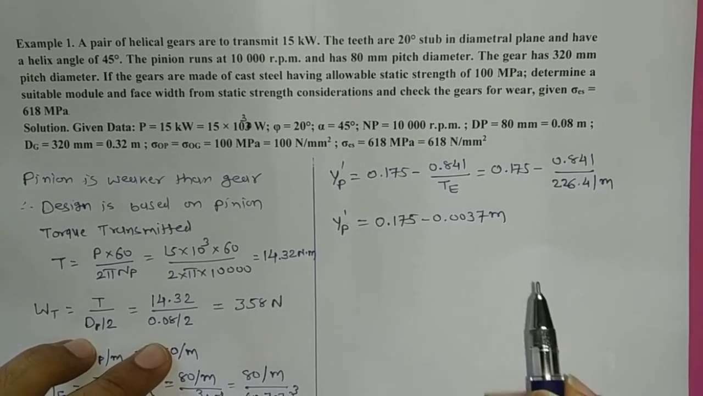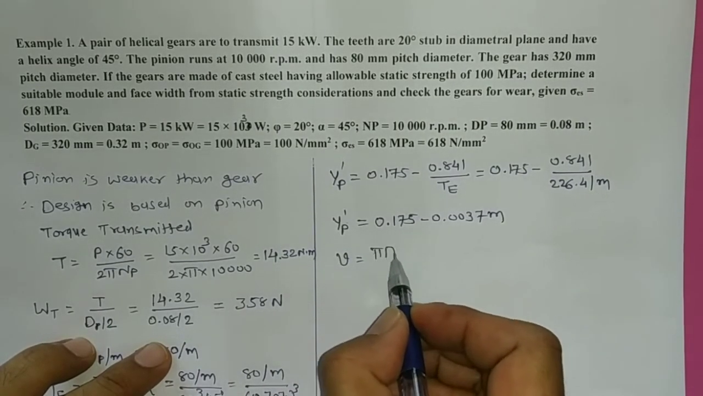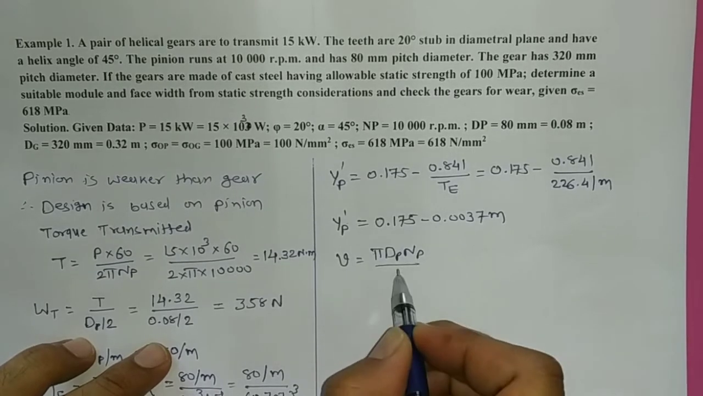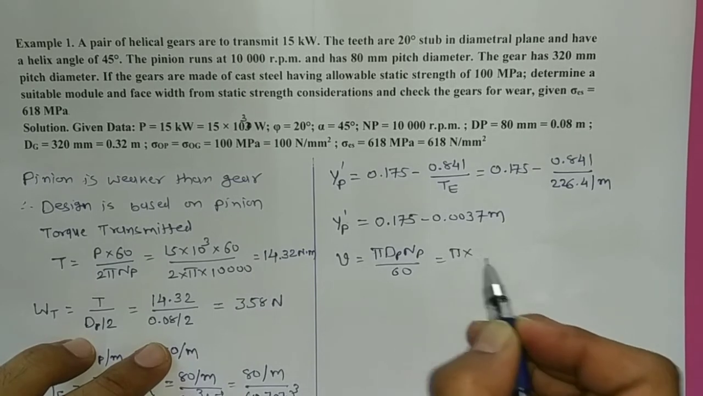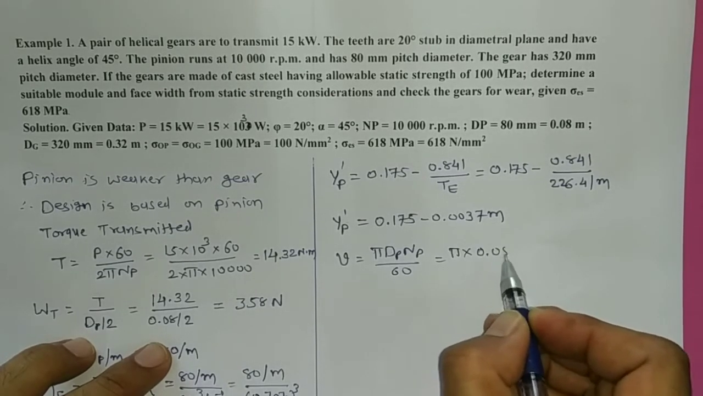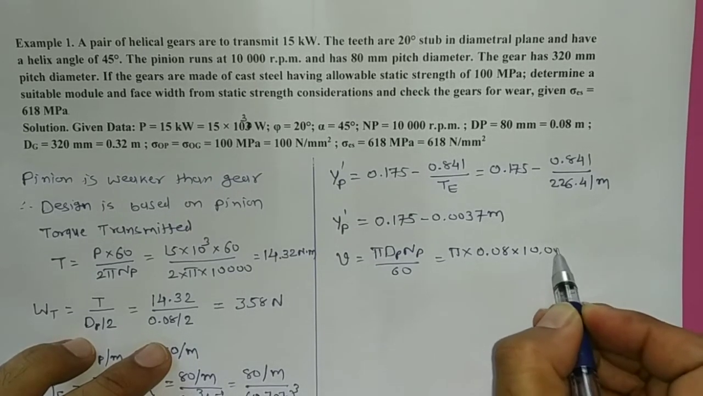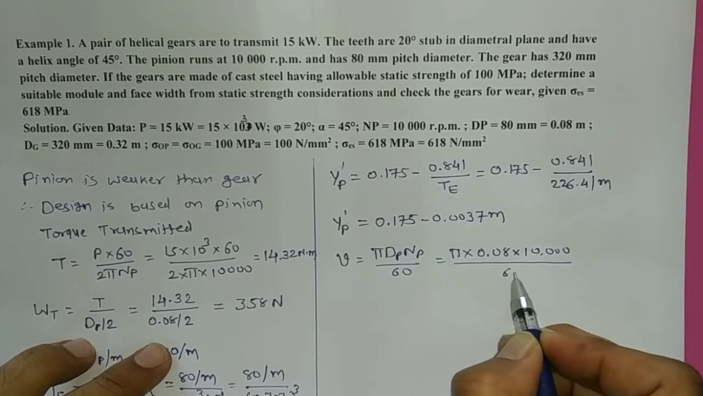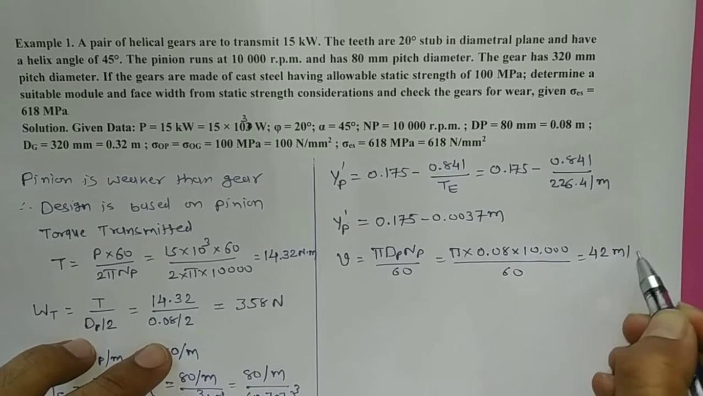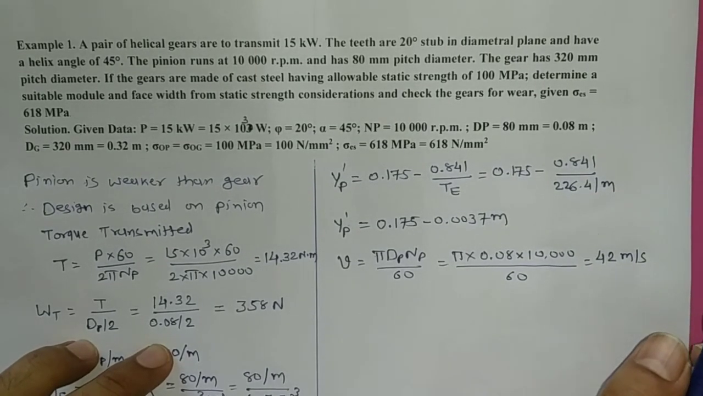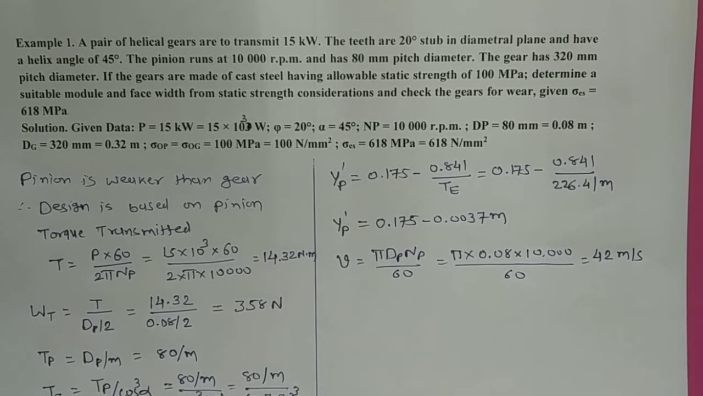Right. Now find out the peripheral velocity v. Peripheral velocity v is equal to pi dp np by 60. So pi, dp is equal to 0.08, np, speed of pinion, 10,000 rpm, divided by 60. So v is equal to 42 meter per second. Pitch line velocity or the peripheral velocity is equal to 42 meter per second.